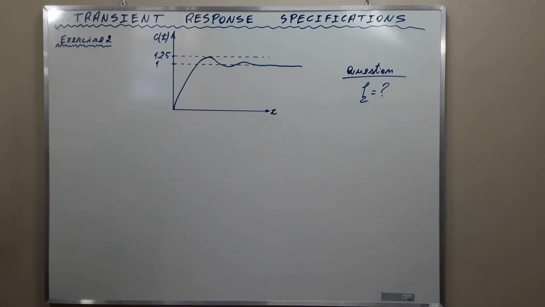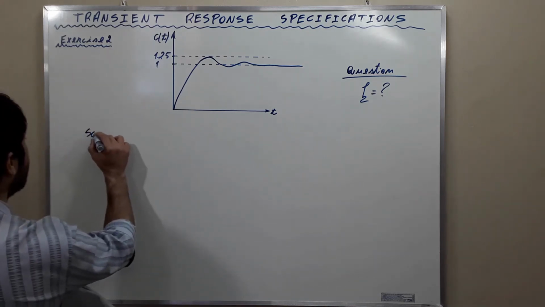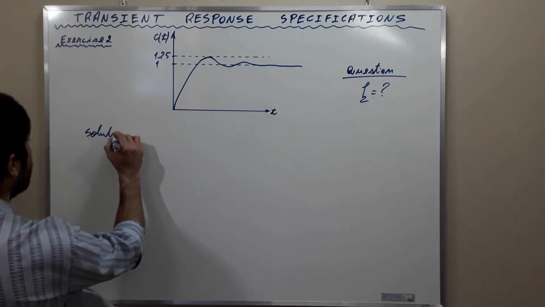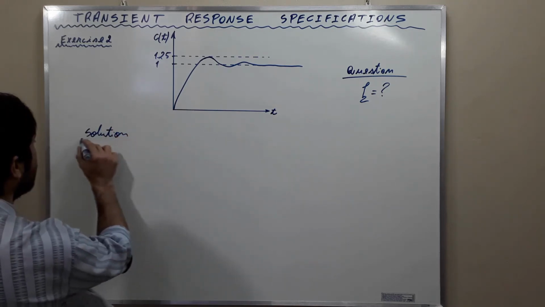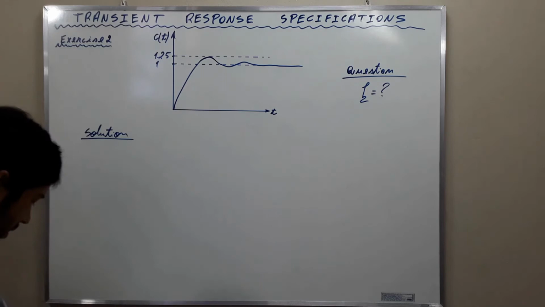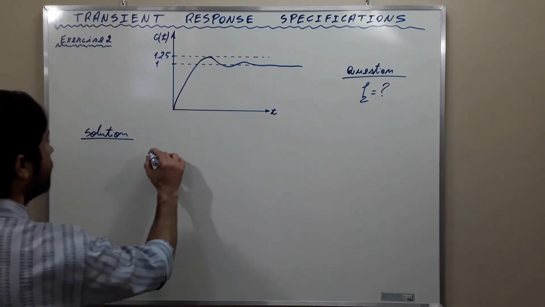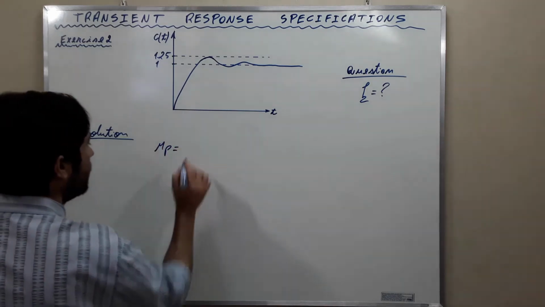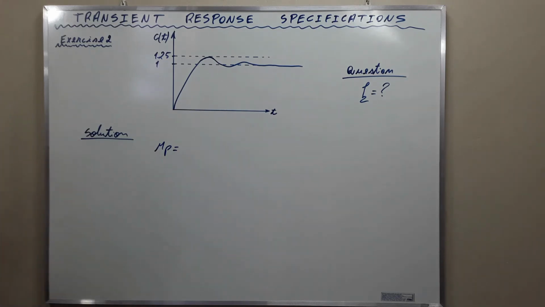To find the value of the damping ratio, we are going to use the expression of the maximum overshoot. The maximum overshoot can be calculated by this expression.